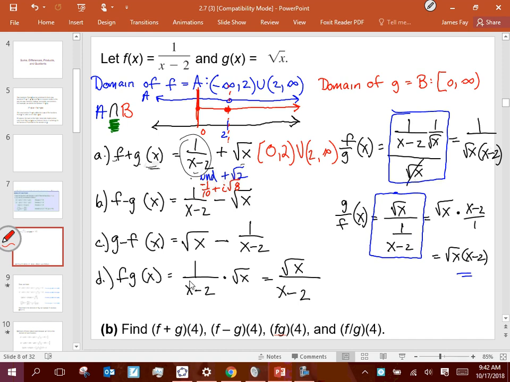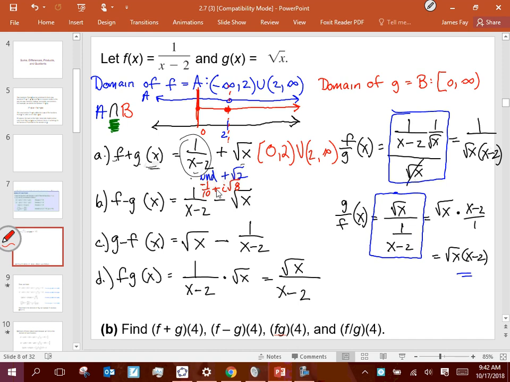Okay? What about f times g? Do I still have to have a number equal to 0 or greater here? Do I still have to kick out 2 there? Absolutely. Okay? So the domain, once I found it for f plus g, it's the same for f minus g, same for g minus f, same thing for f times g or g times f. Okay? So those domains are all the same.